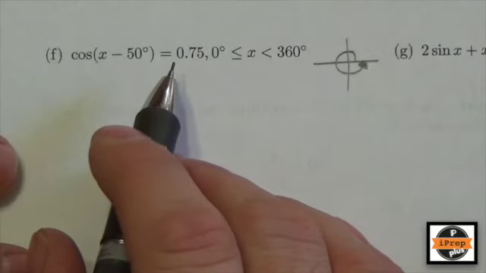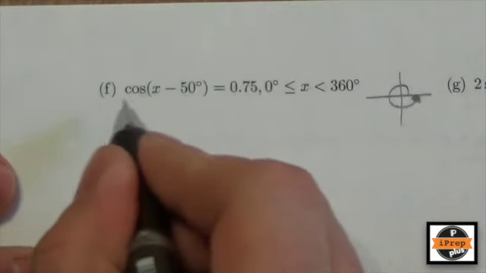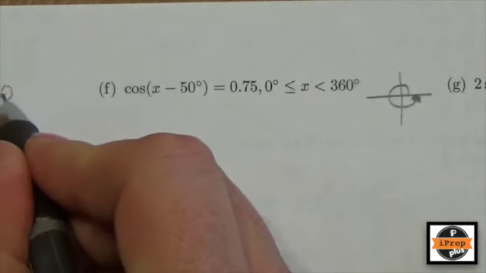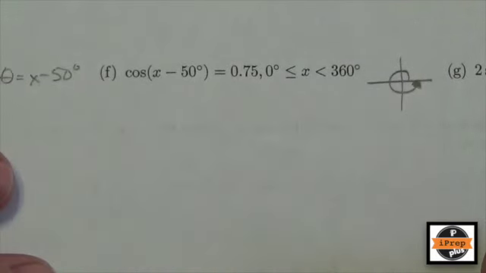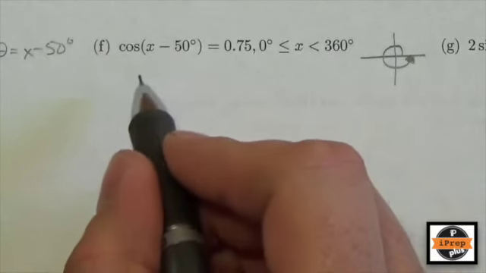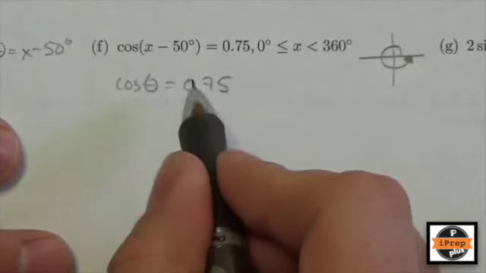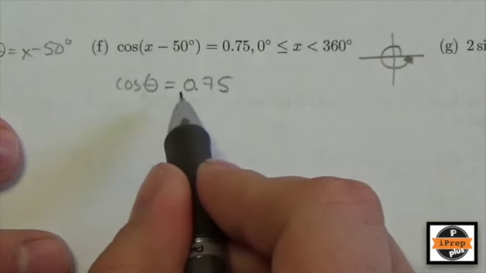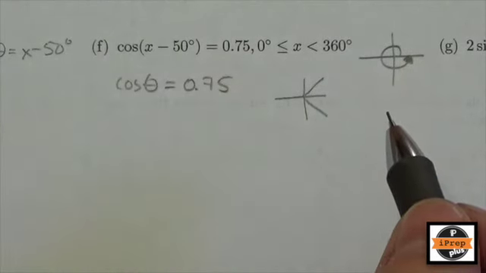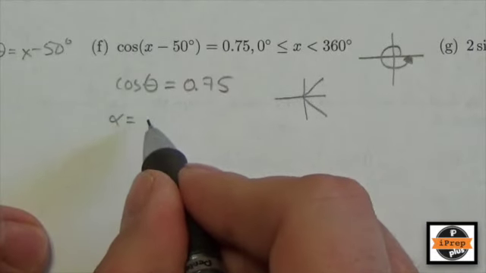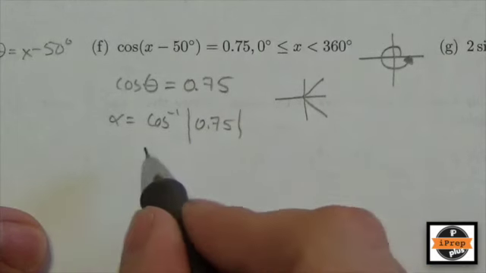Now, just like we did before where we replaced the trig function with a variable, what I'm going to do here is replace the algebra with a variable. So I'm going to let theta equal x minus 50 degrees. I'm going to come back to that in a second, because it's a part of the problem that's kind of throwing me off right now. So this is going to be the cosine of theta is equal to 0.75. Now cosine of theta is positive, and I know that cosine is going to be positive in quadrants 1 and 4. Then I'm going to find the reference angle by doing the inverse cosine of the absolute value of 0.75.